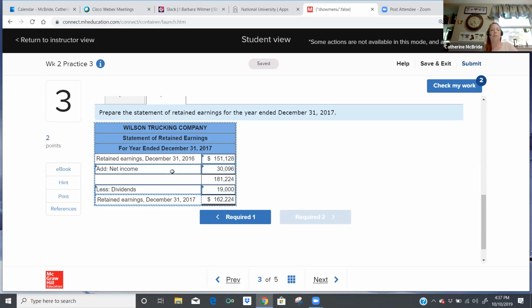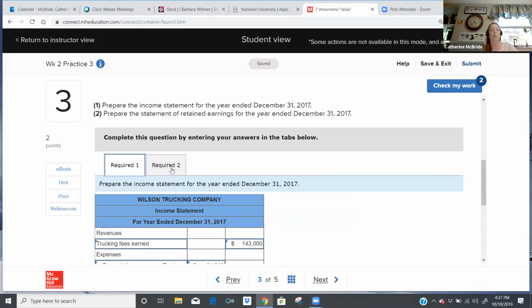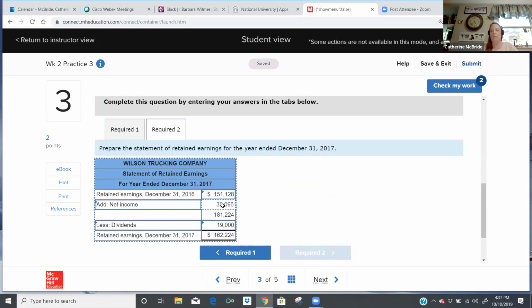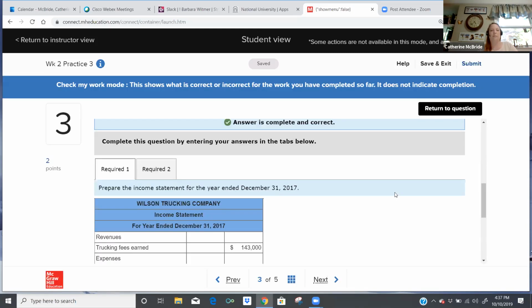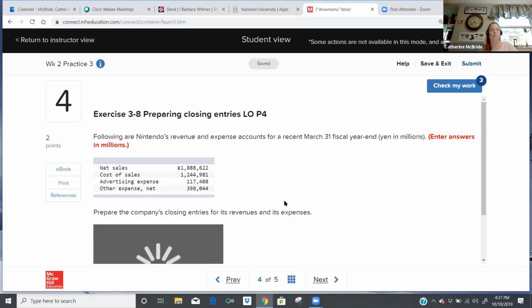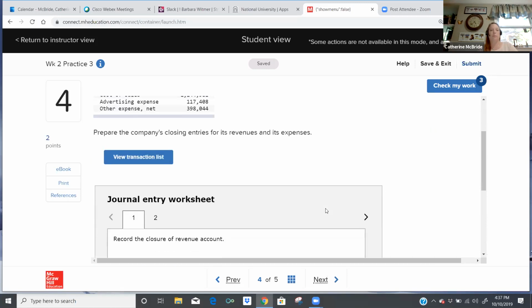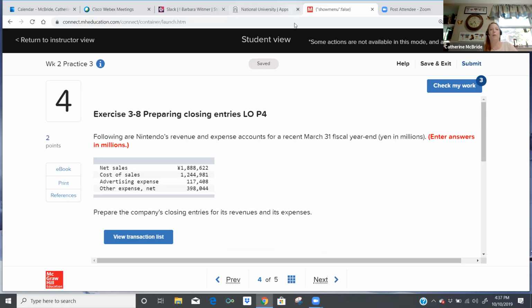So beginning retained earnings plus net income, make sure that amount was right, 30086. Ooh, see, that's why you have to check. Beginning retained earnings plus net income minus dividends gives you ending retained earnings. There you go. You just did two financial statements, the income statement and the statement of retained earnings. I will come back and do another video for closing entries.